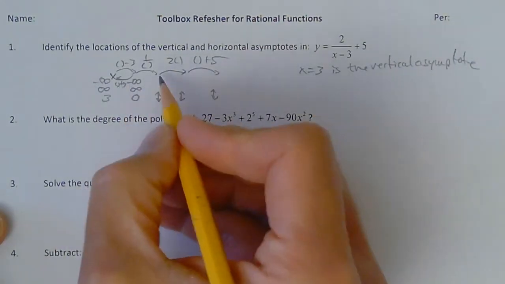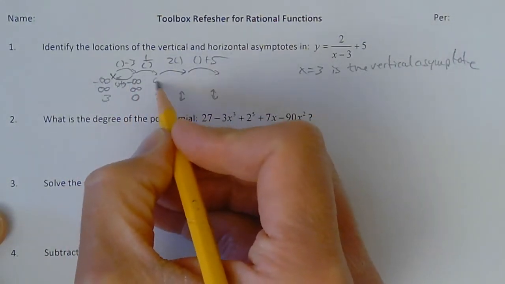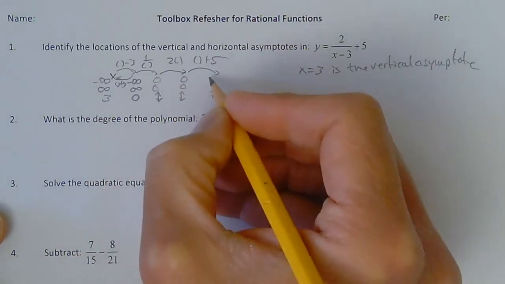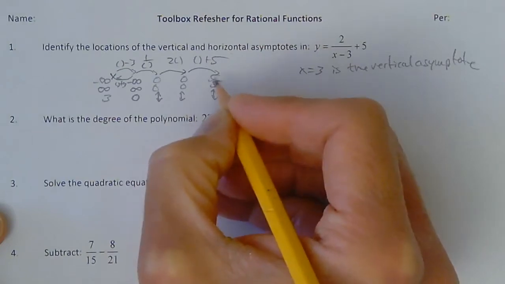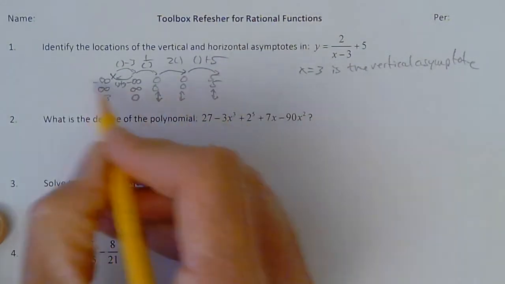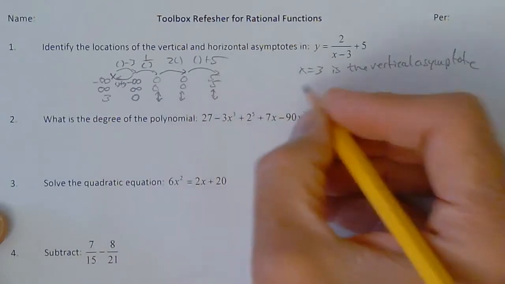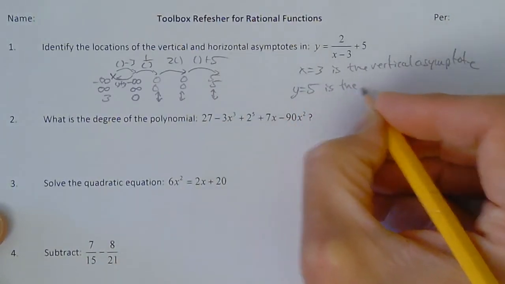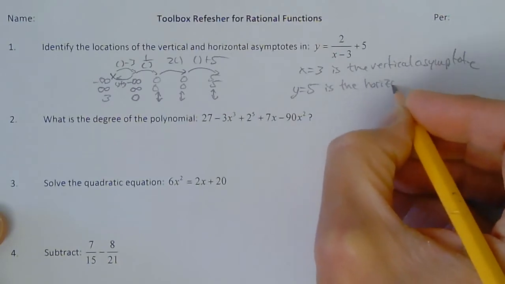And my horizontal asymptote over here, normally this approaches 0 on these. If I double that, it's still 0. I add 5 and I get to 5. So my horizontal asymptote is at y equals 5. That's the end behavior description there. So y equals 5 is the horizontal asymptote.